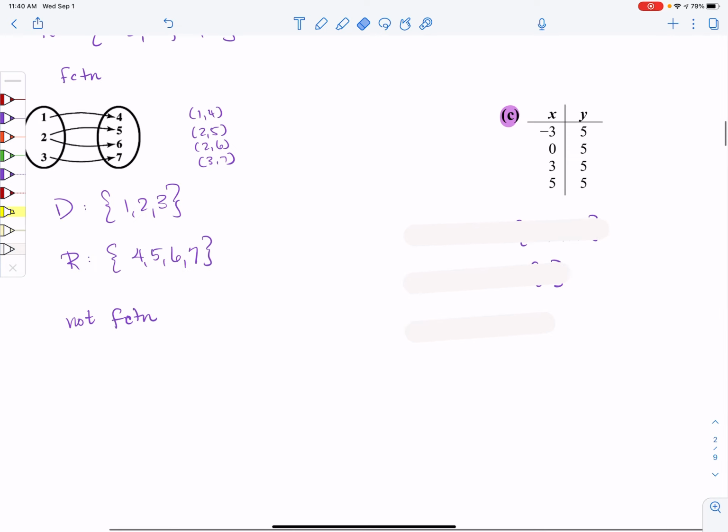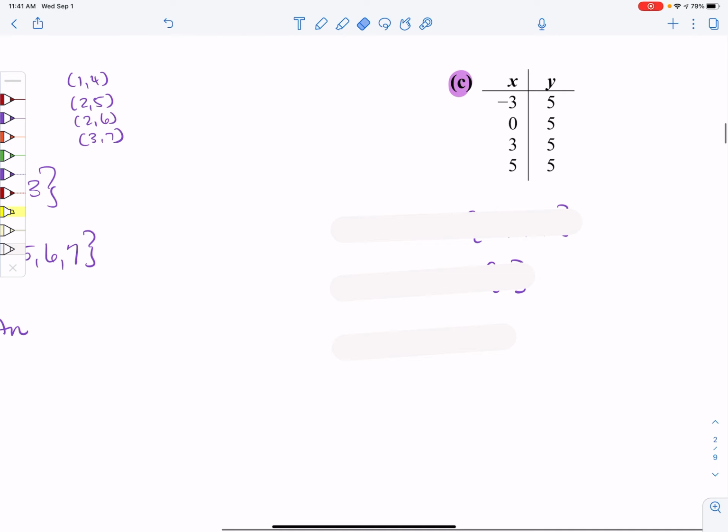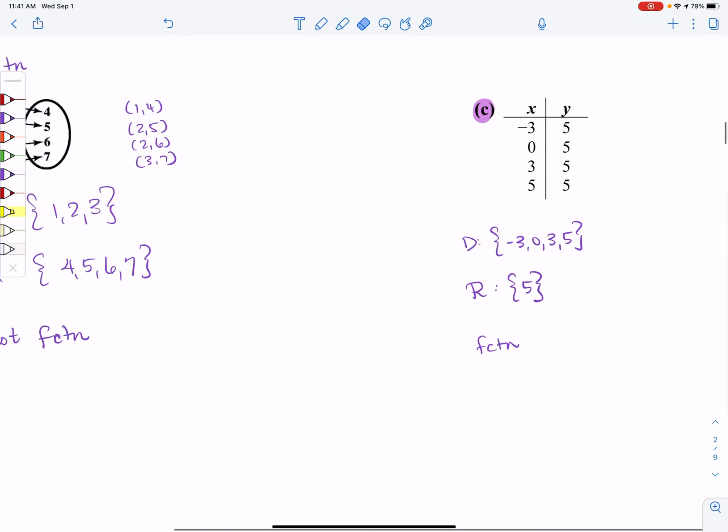For part C, again, very similar here. You'll notice that my domain is -3, 0, 3, 5. My range is just one value. Again, notice I'm not repeating. Once the 5 is in the set, I don't need to say over and over again that it's in the set. Is this a function? Yeah, it's a function because I don't have any x repeats.